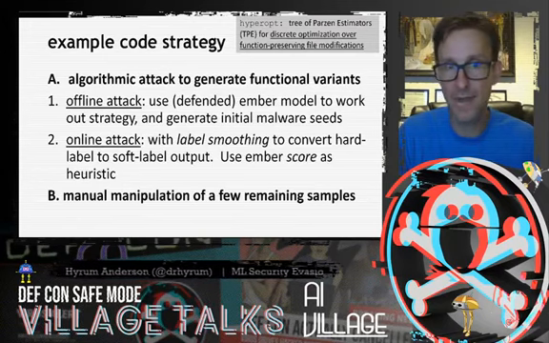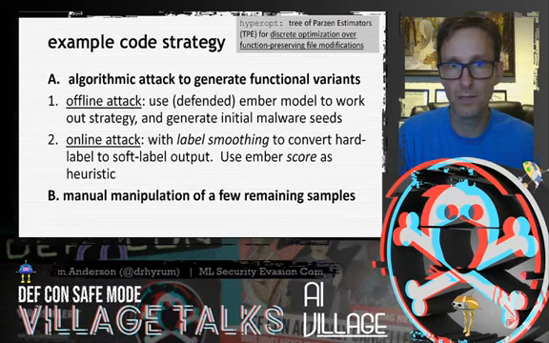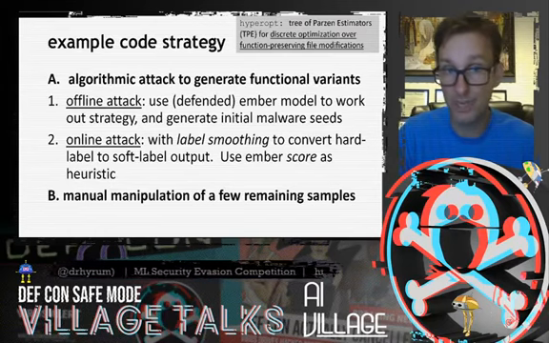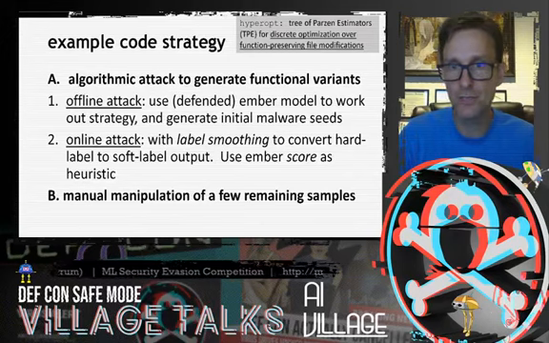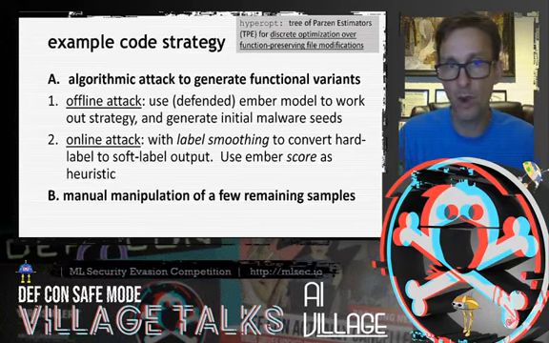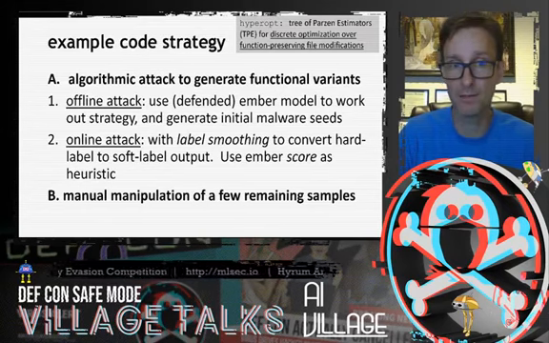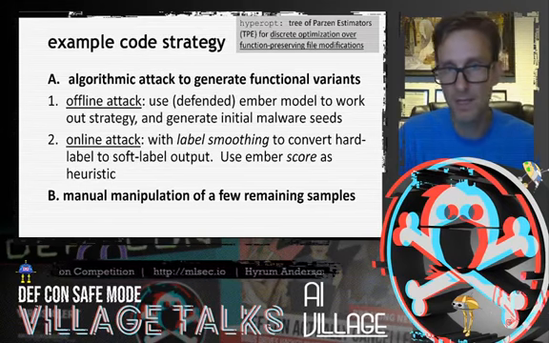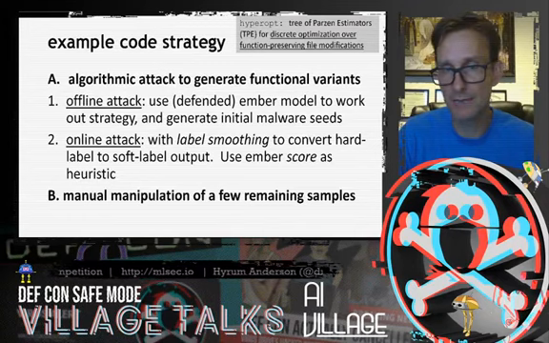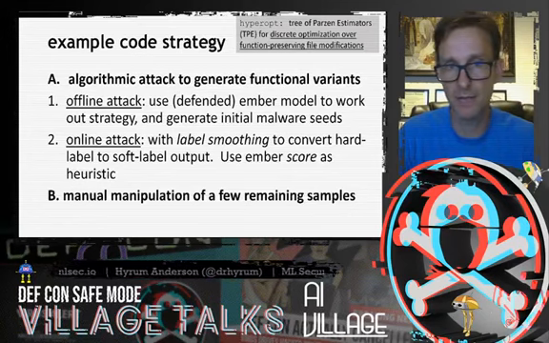An offline attack, where we use the defended Ember model for which we have code to kind of work out our strategy and generate initial malware samples. We hope that those seeds might evade some of the online models that are hosted. And then in the online attack, we'll take those initial seeds and the algorithm will further optimize and discover additional file modifications required to evade the online hosted models.